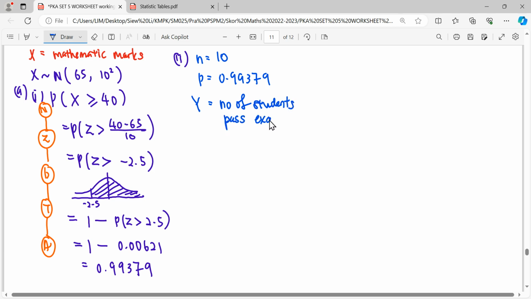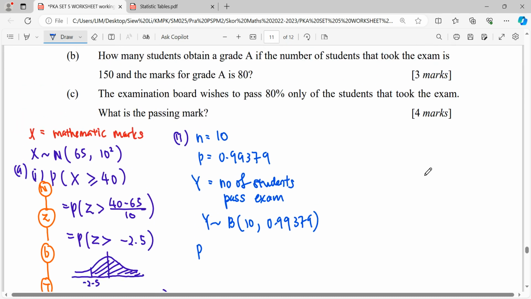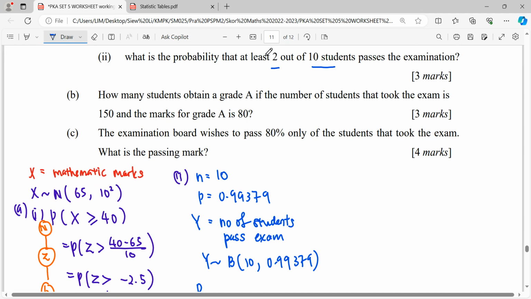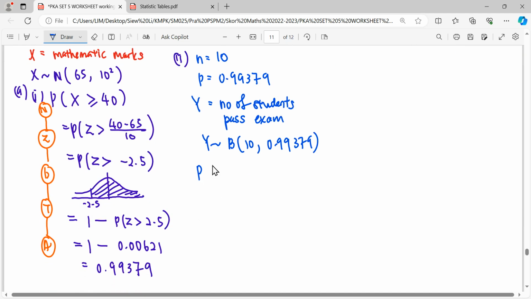So now we have a new random variable, which is the number of students who pass the exam. It is distributed binomial with 10 and probability 0.99379. So we are going to find how many of them. It will be at least 2. We are talking about people, so at least means more than or equal to.